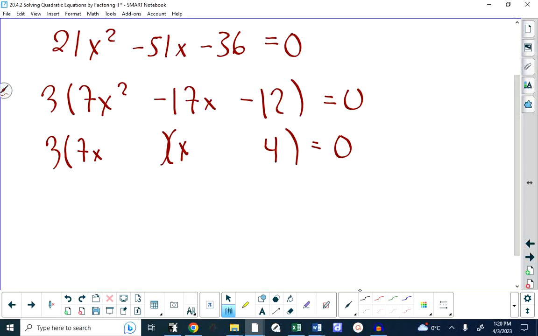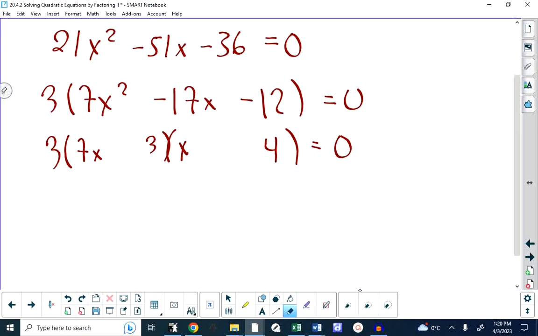And right away, I'm just telling you what I'm thinking. I know that this is not going to be right, because as soon as I wrote that 4, I'm looking at my outer product being 28x. Look how far away from 17x 28x is. If I did pursue this, I would have 28x here, and I would have 3x here. Good luck combining 3x and 28x to get negative 17. It's just not going to happen.